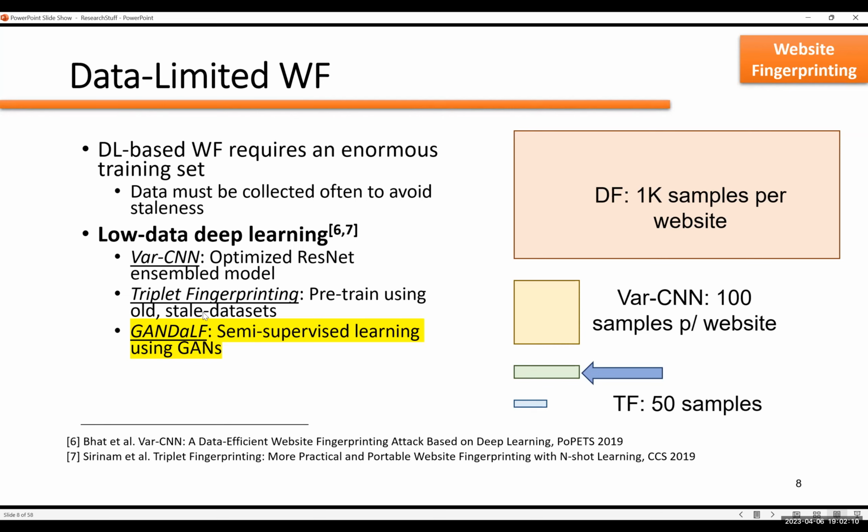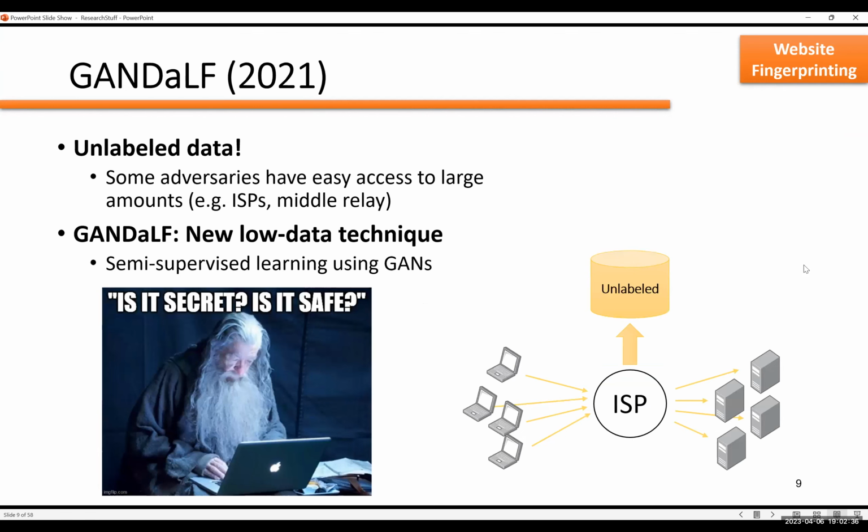And then we have this Gandalf attack, which instead took a very different approach, where we used GANs to act as a data augmentation or multitask learning strategy. I think I'll probably end up skipping through these Gandalf slides and moving on to traffic correlation, because I think it is more interesting and it is where we have money to hire people.